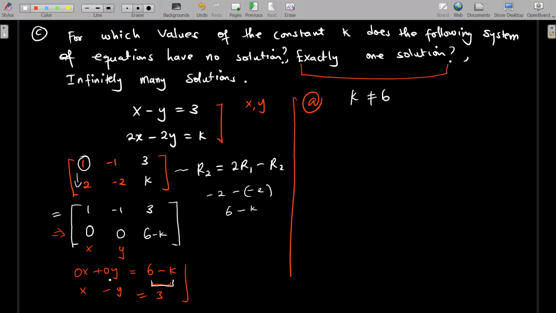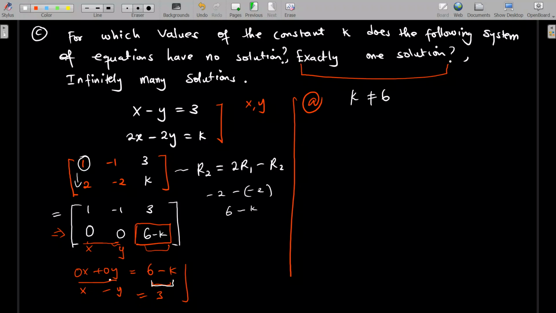Actually, when the system gives no solution, it mostly comes from the last row. If you have the two variable elements to be 0, 0, and then the last part of the equality column is actually a value other than 0, then this system has no solution, or it's an inconsistent system. So if k is not 6, then the system has no solution, because there's no way that you're going to have 0 times x plus 0 times y to be a number other than 0, right?